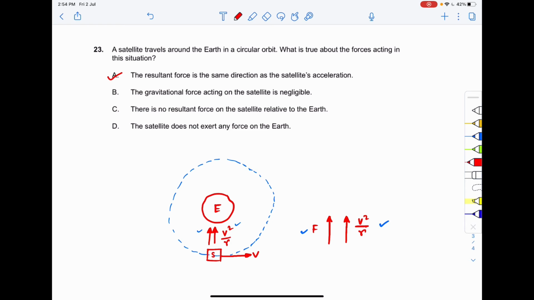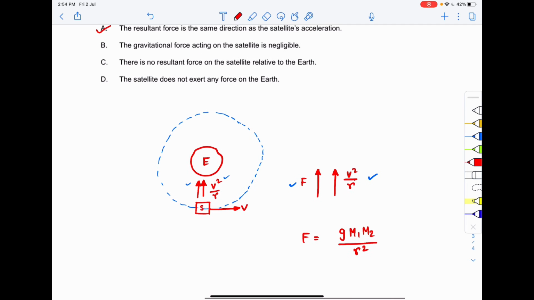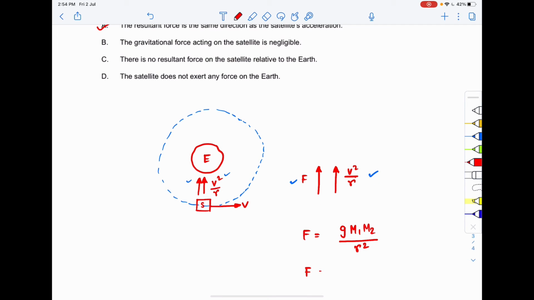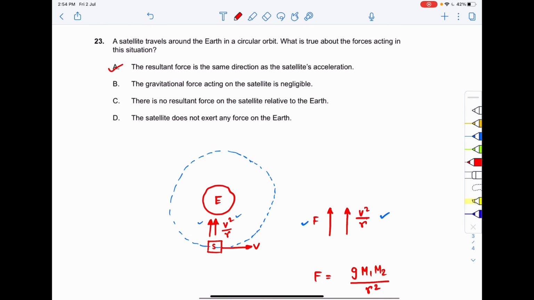The gravitational force acting on the satellite is negligible. No, we cannot neglect the gravitational force on the satellite. In fact, the gravitational force on the satellite due to the earth is equal to G m1 m2 upon r square. What is m1? M1 is the mass of the earth. What is m2? M2 is the mass of the satellite. And what is r? The distance between the earth and the satellite. Okay, and this value cannot be ignored, so this option is incorrect.